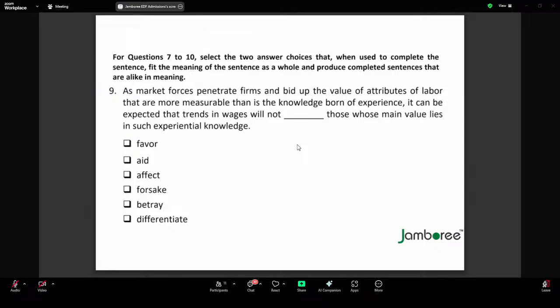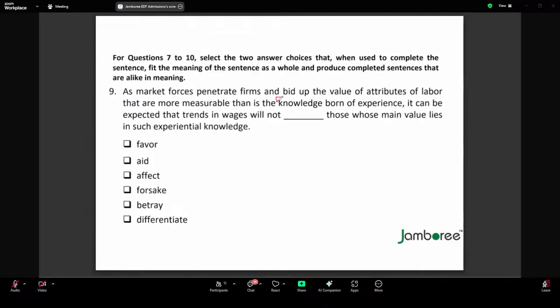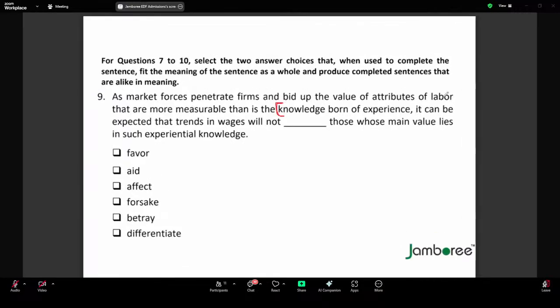So as market forces penetrate firms and bid the value of attributes of labor that are measurable, then it's the knowledge born of experience. So if you have knowledge, see, one of the reasons why we get certificates, all these degrees, is because they're more physical, that you can see. So that's why people want to have possession instead of experiences, because experiences are much more valuable than possession, but possessions can be seen. So knowledge born out of experience.